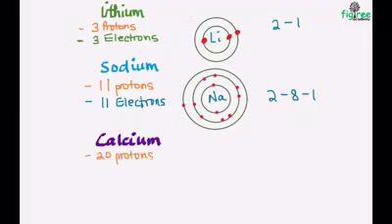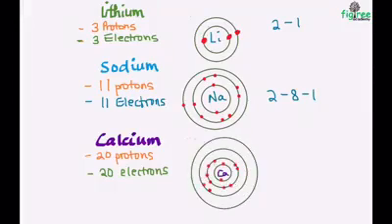Calcium, let's take calcium. Calcium has 20 protons, which are equal to 20 electrons. This means the first shell has 2, the second 8 to make it 10, the third 8 again to make it 18, and then we have 2 which are in the outer shell. So the order will be 2, 8, 8, 2.